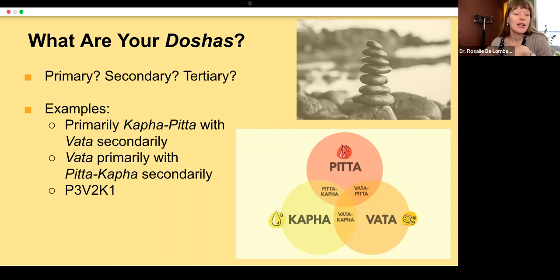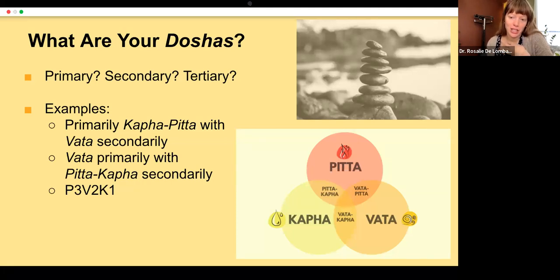So if you ever get to see your chart notes during an Ayurvedic visit, this is a notation that I end up using. If you feel excited about sharing what you've found, you can definitely send through the chat what you feel your doshas are. And if you don't feel ready to share what your doshas are, you can always try and guess mine.